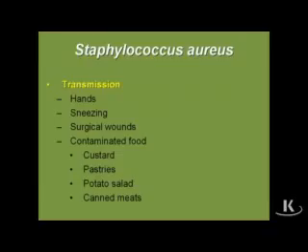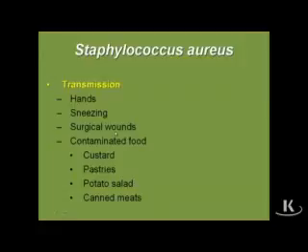Sneezing, it's in the nose. I say, achoo, and I spray you like you're in a splash zone at SeaWorld, and you all get wet. Then you can get Staph aureus then. Surgical wounds. Yeah, surgical wounds, but where do you think that comes from? The skin or the hands, all right?